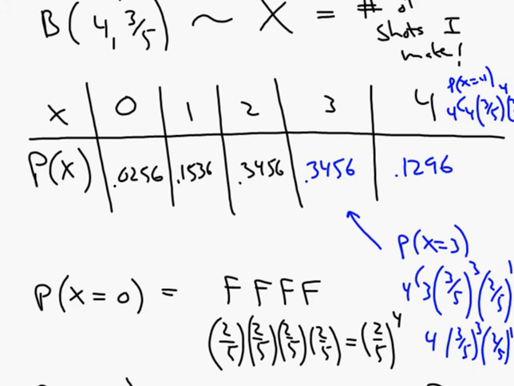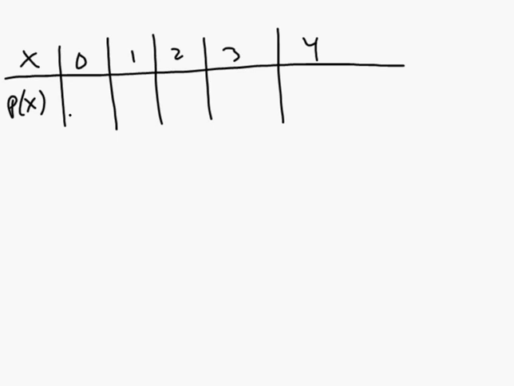0.1296. Okay. Now, some of these are probably rounded, but if you took the time to add these all up, you would get 1. This is a legitimate probability distribution. All right, so we're going to rewrite this as 0.0256, 0.1536, 0.3456, 0.3456, and then 0.1296. Okay. All right.